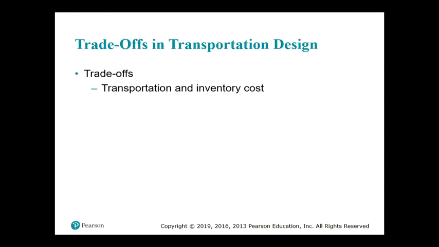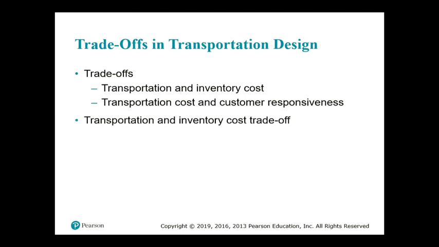Now, generally the higher transportation cost, the less inventory cost, because higher transportation cost means faster transportation, and there is less need for carrying inventory. And then there's also a trade-off between cost of transportation and responsiveness. Of course, higher cost transportation is faster and more responsive.